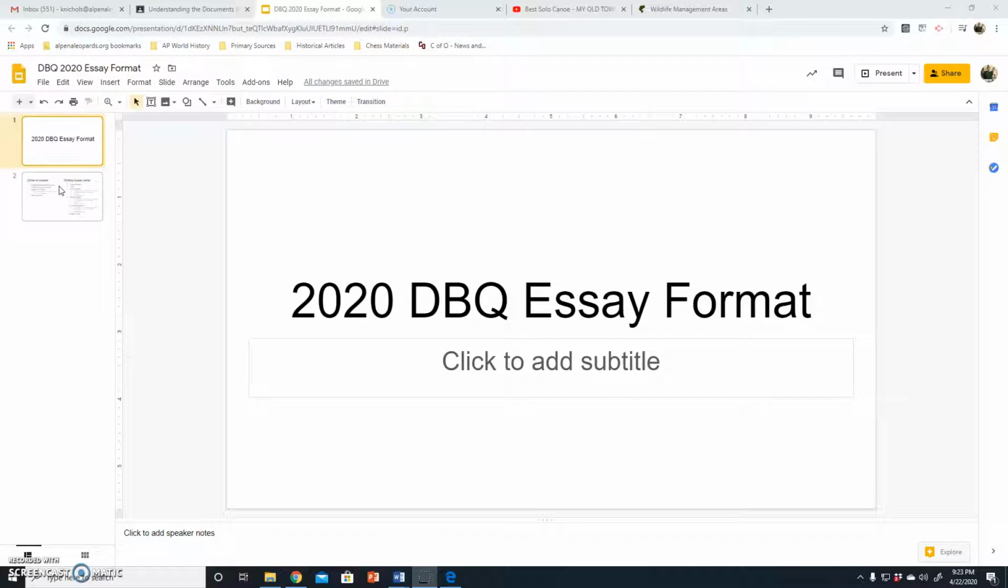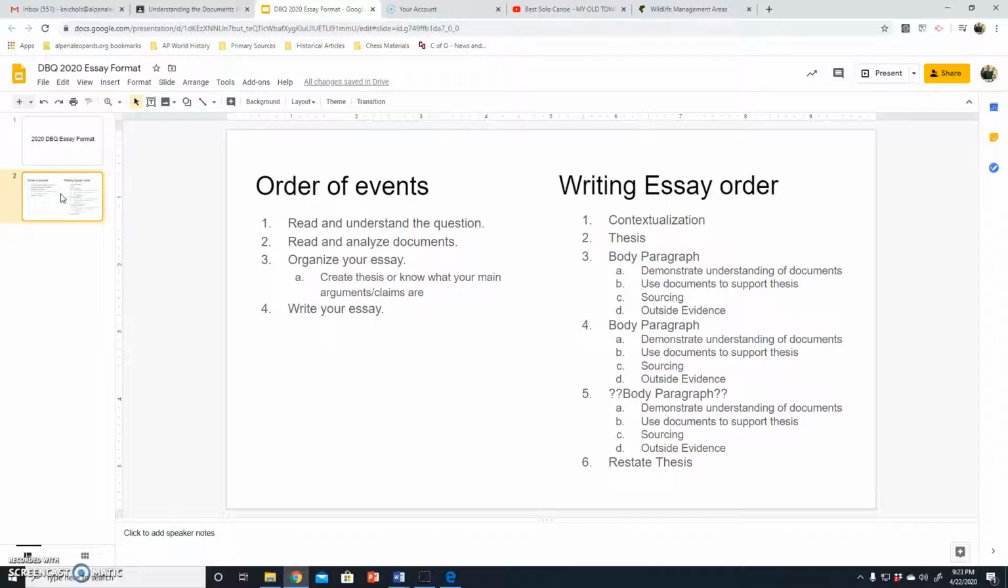Going to show you a few quick things right here. We're going to be talking about how to write a proper thesis today. Day one, we talked about contextualization. The second thing we did was we talked about reading and understanding the documents. And the third thing today that you need to do is understand how to do a thesis.